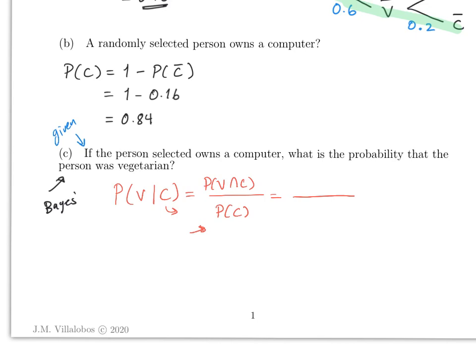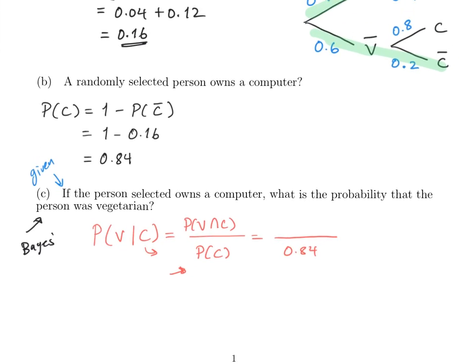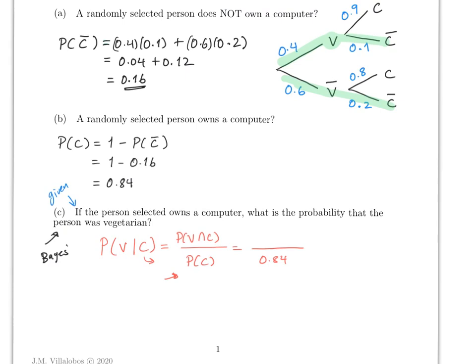The answer to this one is part B, which was 0.84, and then on the top it says the person is vegetarian and owns a computer, so it will be this times that. So this will be 0.4 times 0.9, which gives you 0.42, and this rounds to 0.43, and that's it.